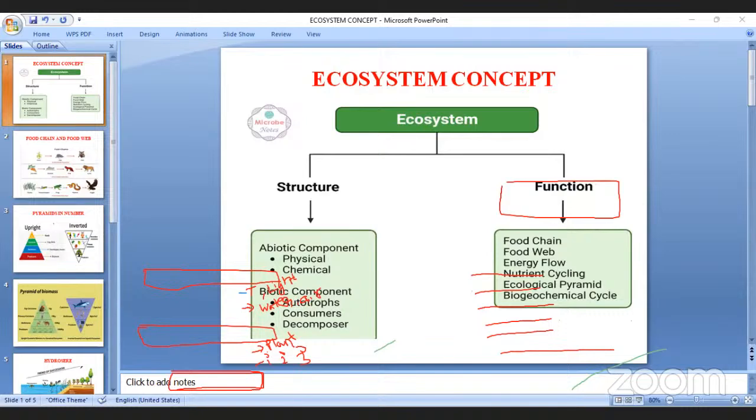Just read it on page number 164. Another one is the epiphytes. What is epi? Epi means outside. Phyte means plants. That means some plants grow on other plants. These are called epiphytes. Here are some of the classifications of epiphytes.